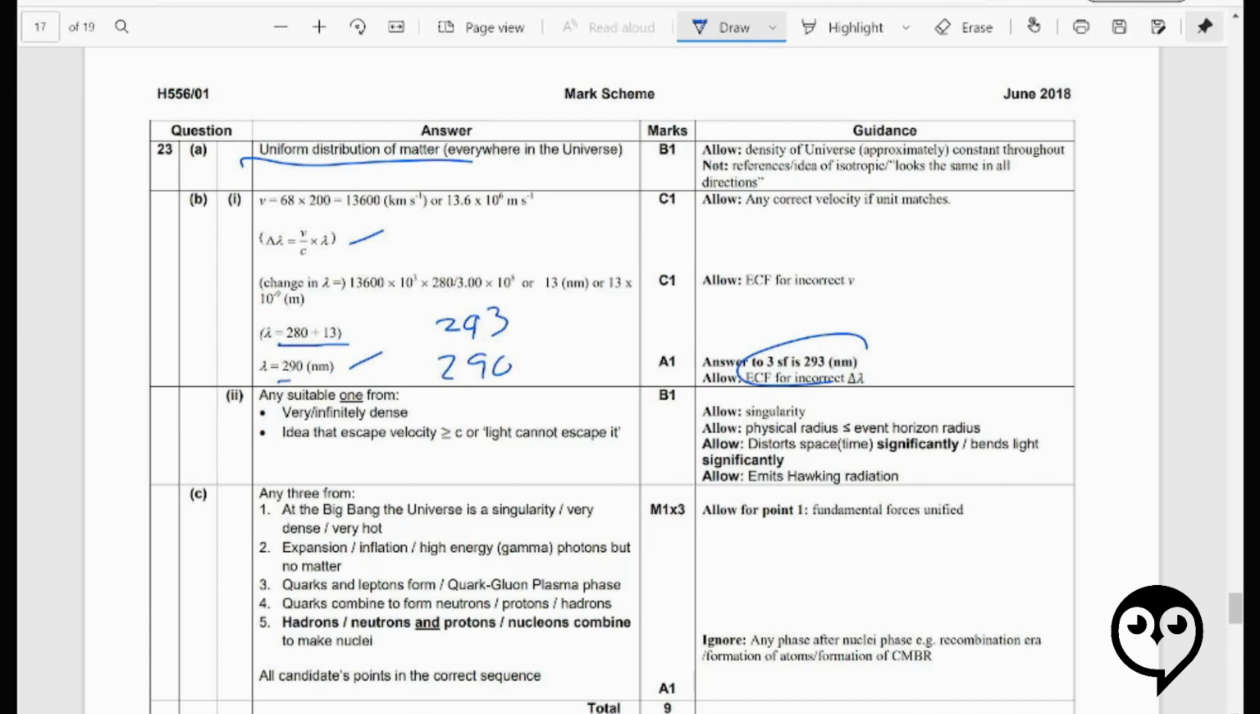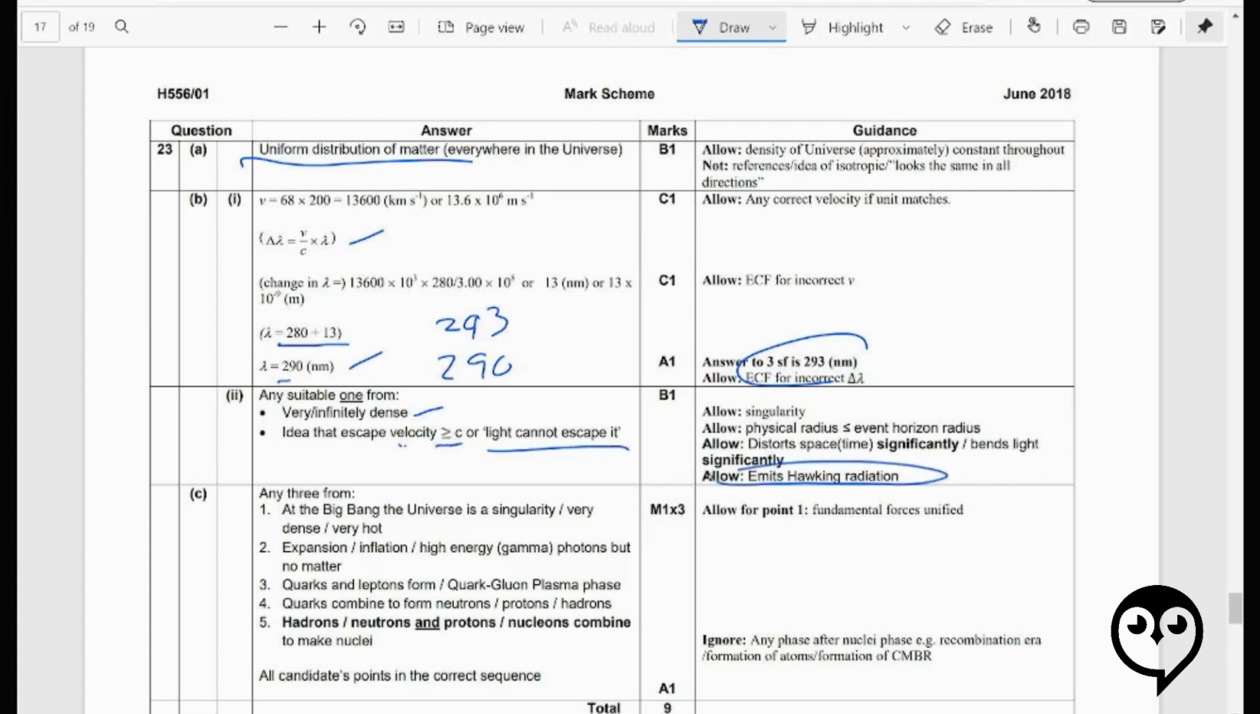Okay? What did we say about black holes? We said they were infinitely dense. Light can't even escape. It's got a very, very high escape velocity. It's probably better than saying light can't escape it, that's all right. You can say the escape velocity is greater than the speed of light.